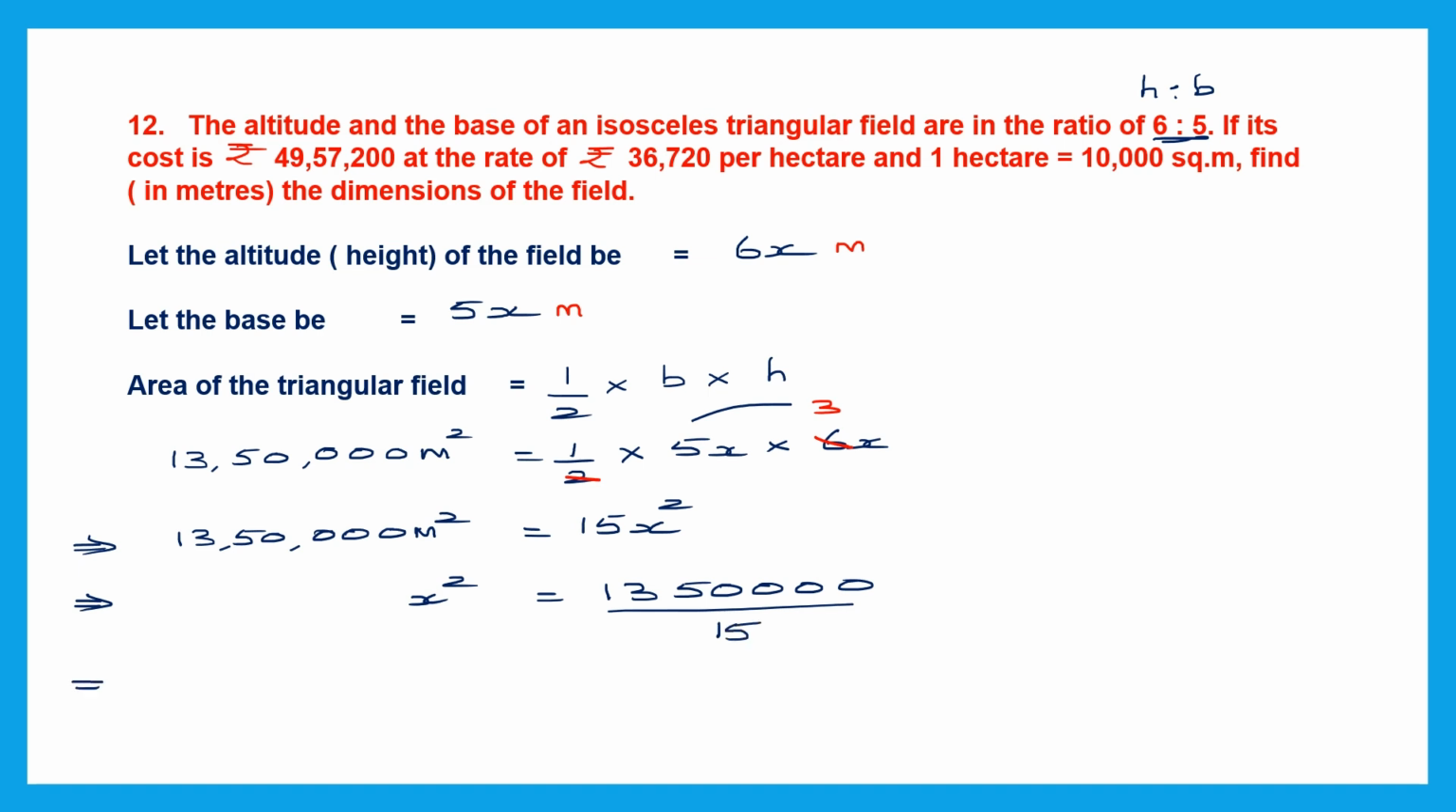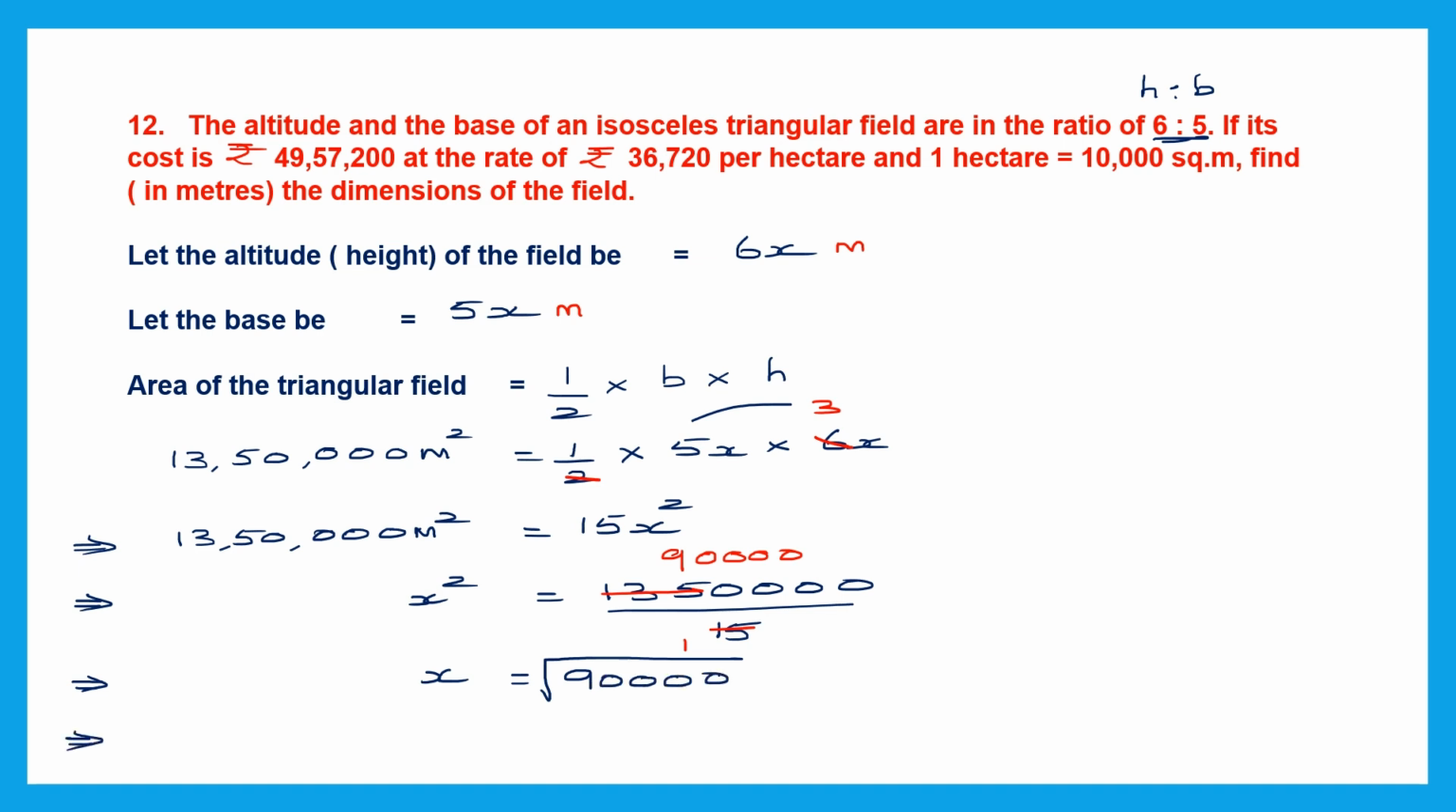So let's do this division. Now here 15 ones are 15. 15 into 9 is 135. Then we add all these zeros. 1, 2, 3, 4. So now we know x square is 90,000. So what is the value of x? X will be the square root of 90,000. Okay, square root of 90,000.